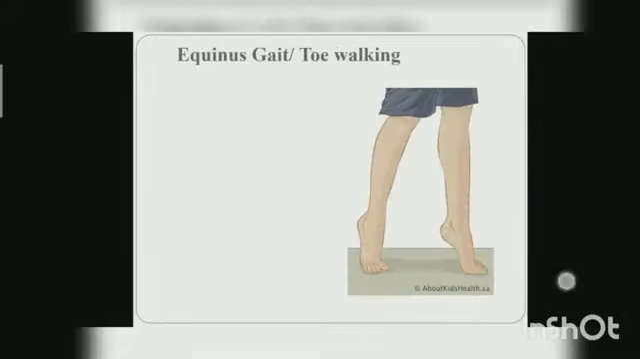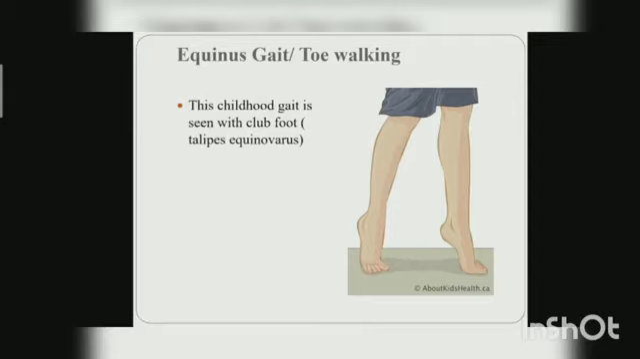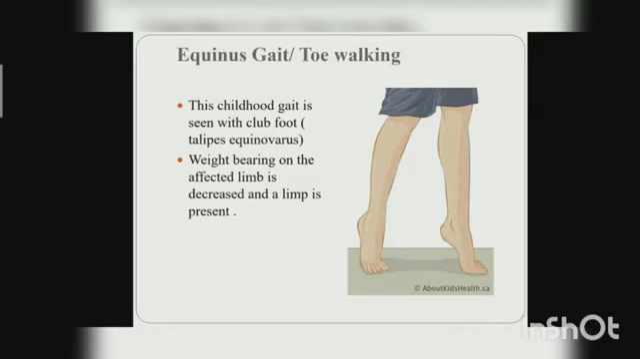Now we come to the joint or muscle limitation gait. It is due to improper function of the muscles or joints. It can be of various types like equinus gait and calcaneal gait. Equinus gait is also called toe walking gait, as nicely shown in the picture. The person is walking on the toes. This childhood gait is seen with clubfoot. Clubfoot is also called talipes equinovarus. All of us know it. Weight bearing on the affected limb is decreased and a limp is present during this gait.